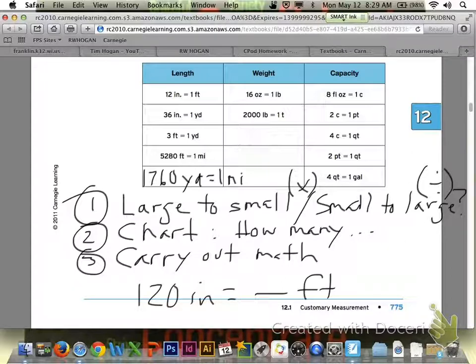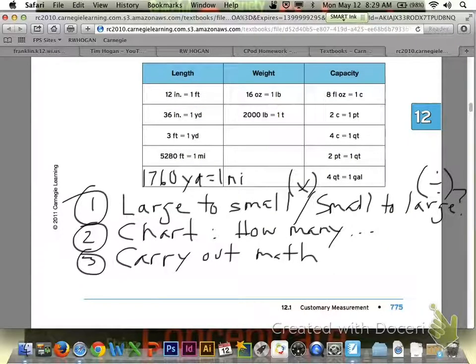If we look at step 2, let's refer to the chart, and this time we're looking at the conversion that there are 12 inches in 1 foot. So as far as carrying out the math, we are going to go 120 divided by 12, and our answer then would be 10 feet.